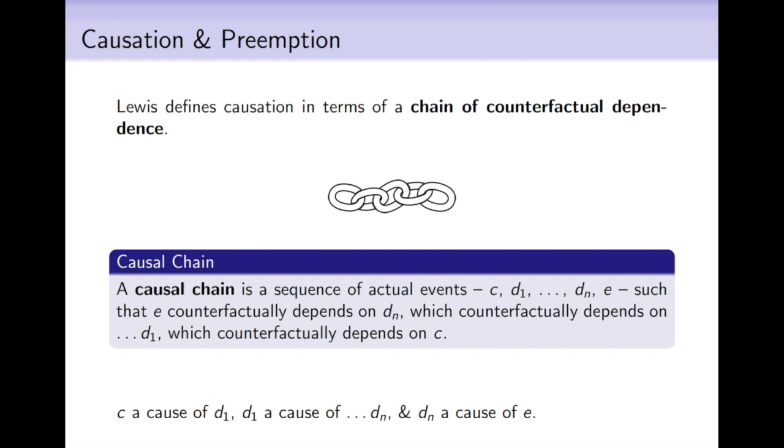And so the idea, of course, is that if E counterfactually depends upon Dn, then we can conclude that Dn is a cause of E, because counterfactual dependence is sufficient for causation, even if it's not necessary. And likewise, we can infer that Dn counterfactually depends upon Dn minus 1, and therefore Dn minus 1 causes Dn. We can infer that D1 counterfactually depends upon C, and so C causes D1. So we've got this sort of causal chain corresponding to our chain of counterfactual dependence.